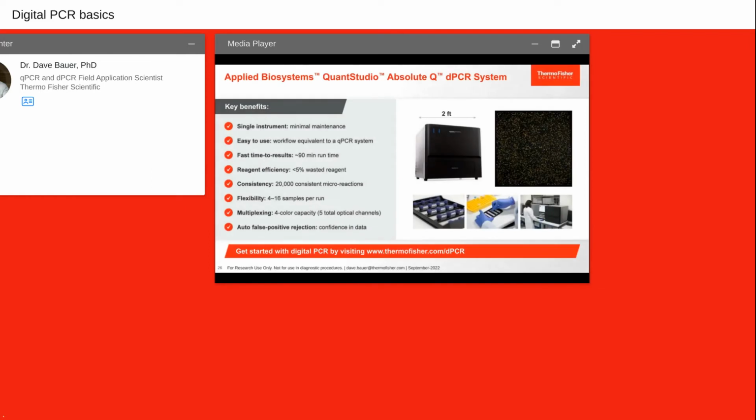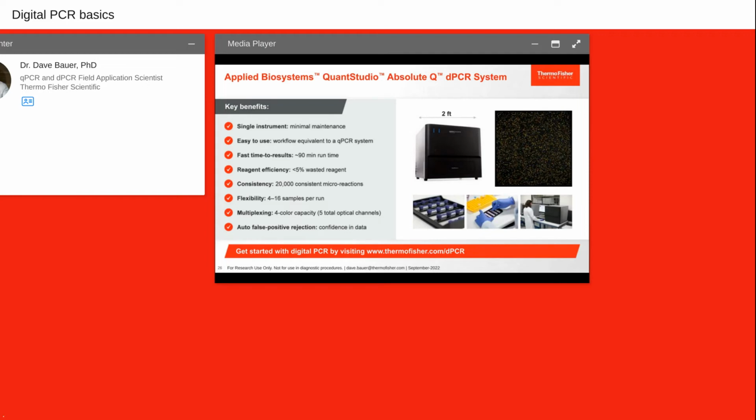So just some key takeaways about the Absolute Q instrument. Most of this list we've talked about. The ones I haven't hit on yet, the quick time to results. That whole process I just described is done within around 90 minutes. So you get data quickly. So if you do have a large number of samples you need to do, you can run many, many plates throughout the day. Also multiplexing.